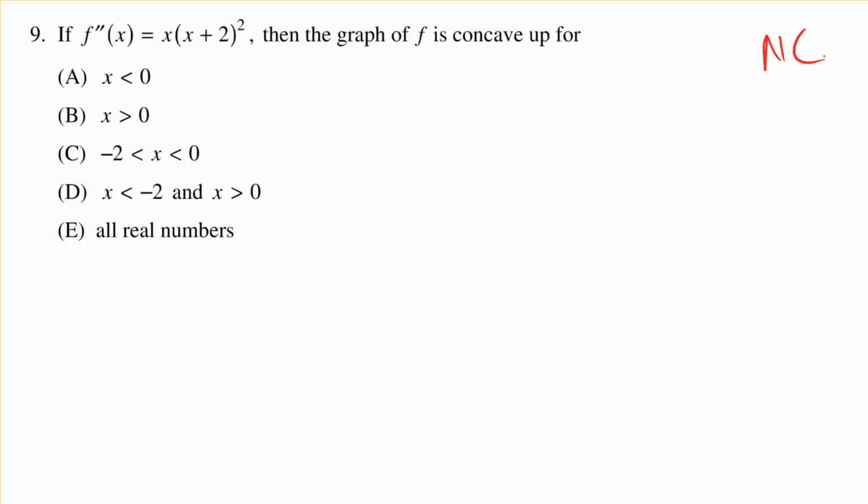If f double prime of x is x times (x plus 2) squared, then the graph of f is concave up for what values? Now I could see them, they gave us the second derivative. So the second derivative is equal to 0 at x equals 0 and x equals -2.